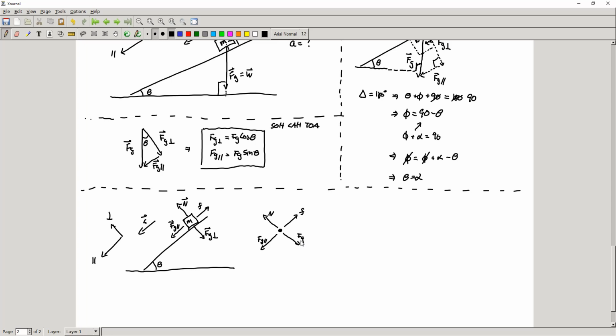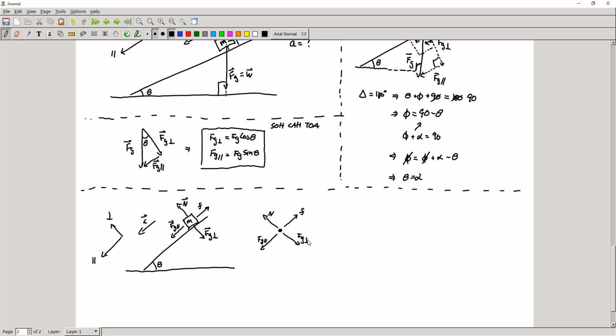And so maybe I'll put this in here. Okay. So now let's take a look, as we normally would. We're going to break things up into their components that are in the two opposite directions, or in the two orthogonal directions, I should say.